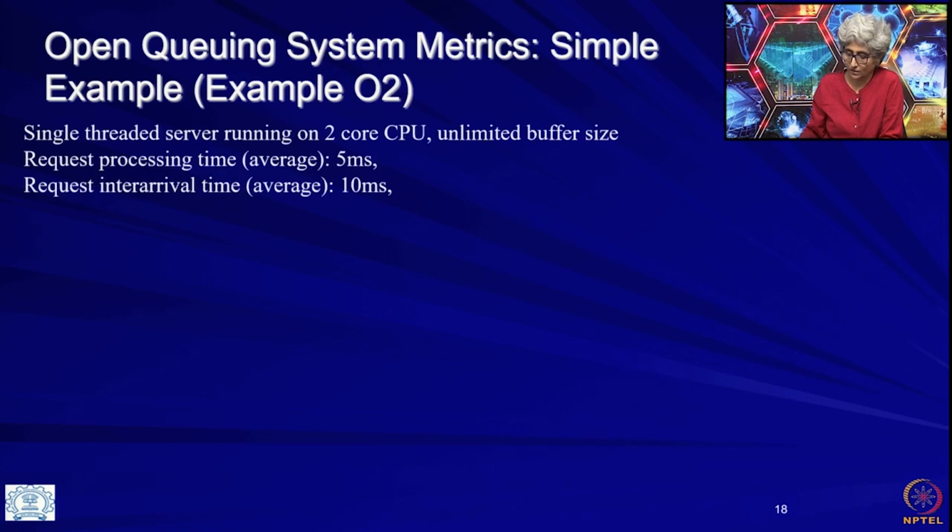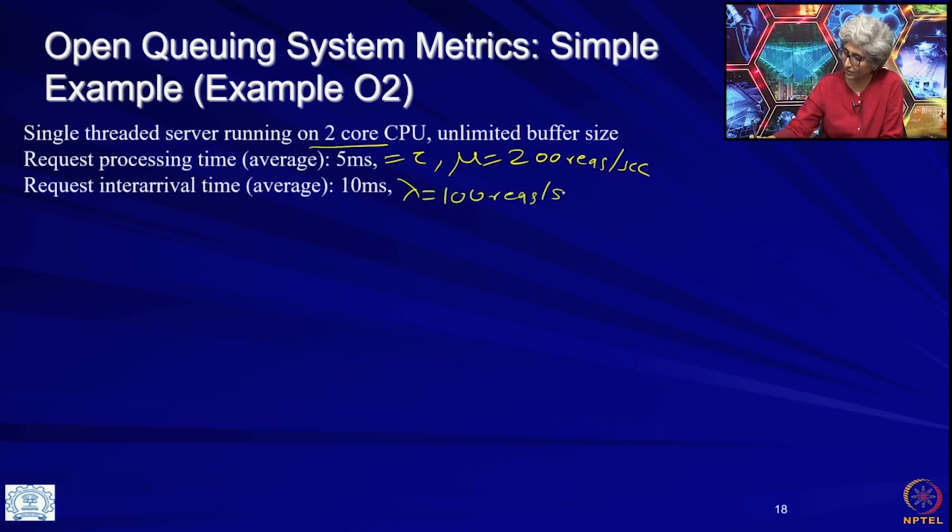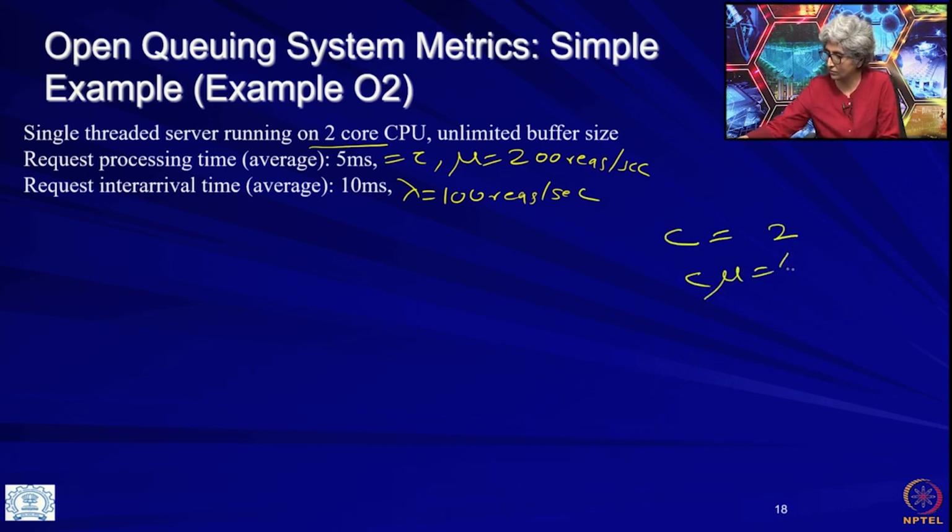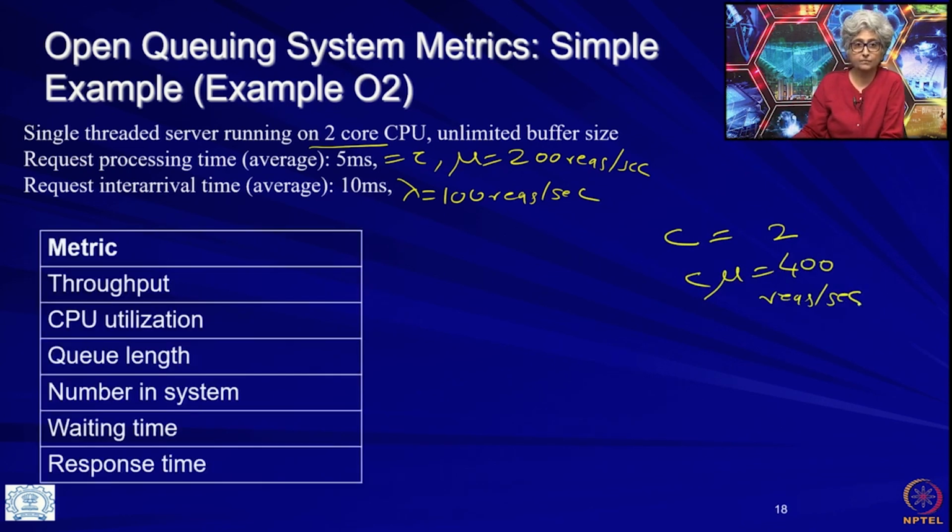Another example, now same example, and let us just assume 2 cores. Okay, so, now we will use the same thing, this is tau, mu is equal actually 200 requests per second, lambda is equal to 100 requests per second, but now we have a C is equal to 2. So, C mu is equal to 400 requests per second. So, again the same thing, maybe you can think about it before I show the answers.